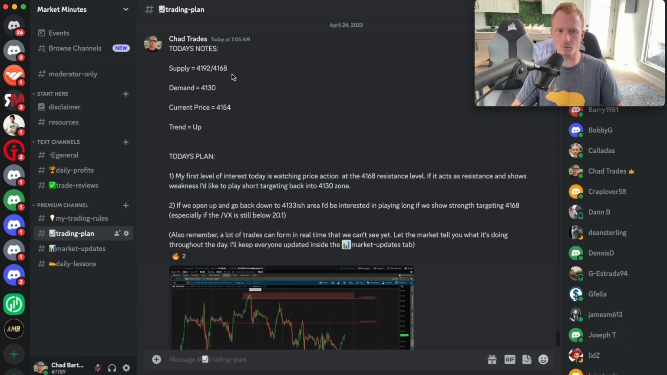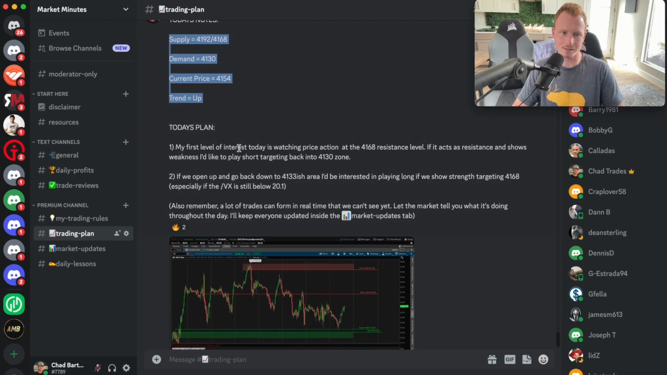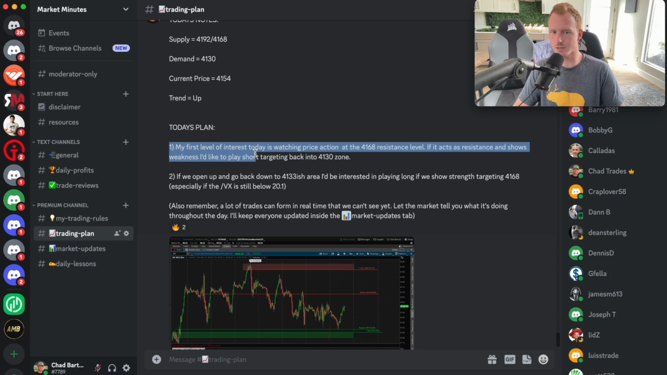As you can see, around 25 minutes before the market opened where I live, I said today's notes. We had our supply zones, our demand zones, the current price, the trend, and I had a couple plans today. My first level of interest today is watching price action at the 41.68 resistance level. If it acts as resistance and shows weakness, I'd like to play short, targeting back into the 41.30 zone.